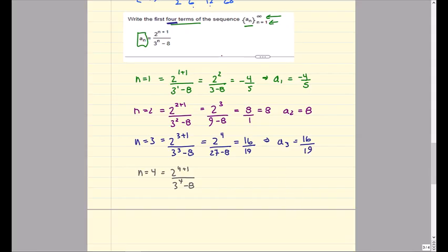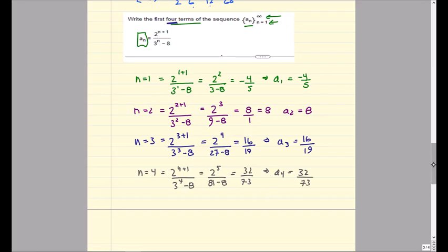Okay, as we do our last one that we're asked to look at here, 2 to the 4 plus 1. 4 plus 1 is 5. 3 to the 4th is 81 minus 8. So for this example, 2 to the 5th is 32, and 81 minus 8 is 73. So this tells me that a sub 4 is 32 over 73.